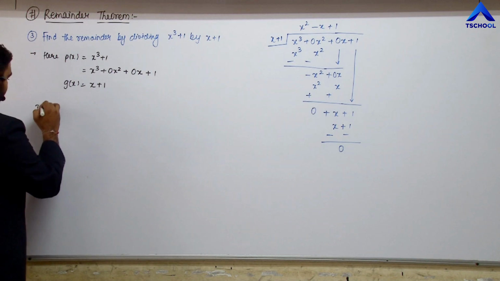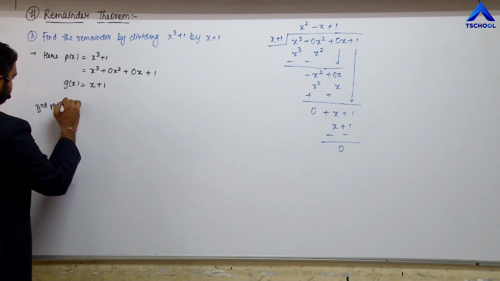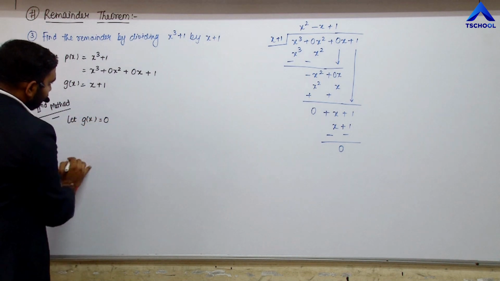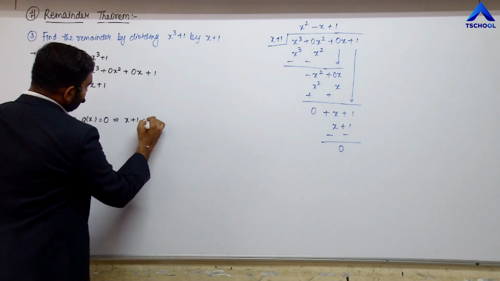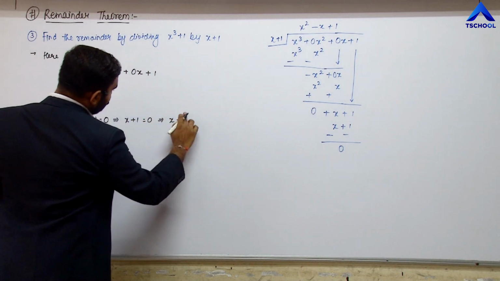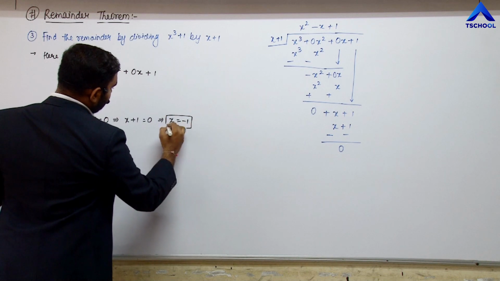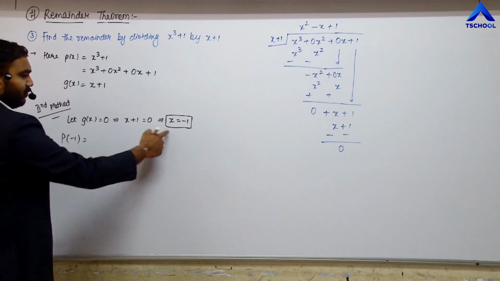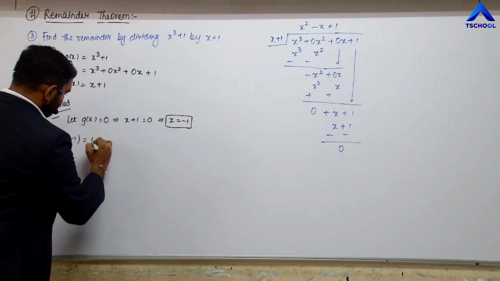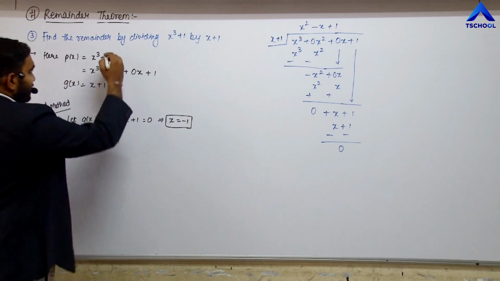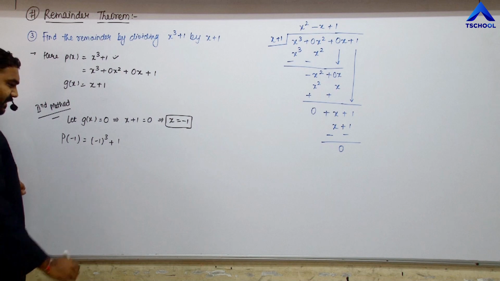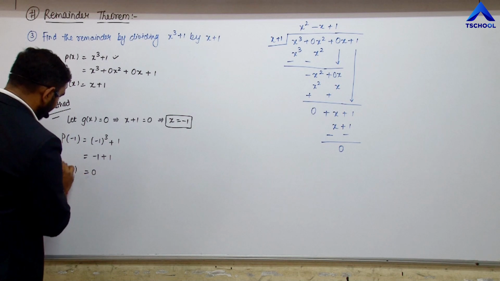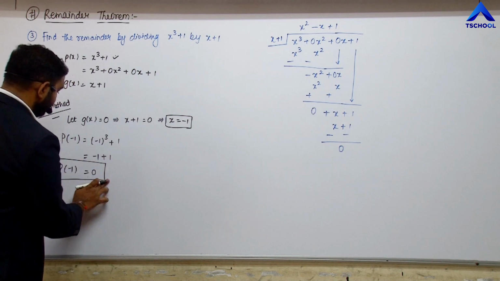Now for the second method, let g of x equal to 0. This implies x plus 1 is 0, and this implies x equals minus 1, right? We got x equals minus 1. Finding out p of minus 1, that means simply putting this x equals minus 1 here. So that is minus 1 cube plus 1. So minus 1 cube is minus 1 plus 1, which is again 0. So you can check out, friends, that we got 0 here.